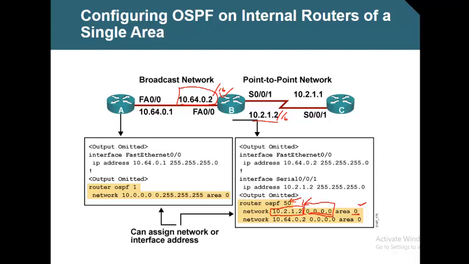Instead of this, what they can do is they can do like this. Here, even though it is 10.64, here it is said simply 10. If you find 10 in the first octet, which is matching here, you need to put that interface in OSPF process ID 1, area 0. So this interface is now a member of area 0, OSPF process 1.